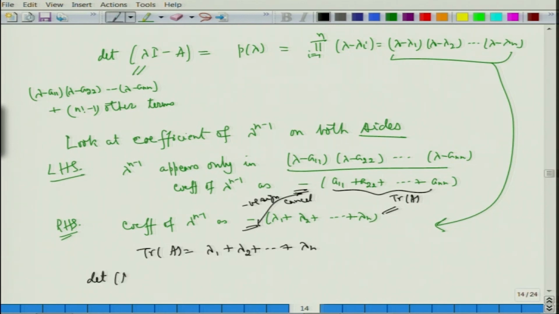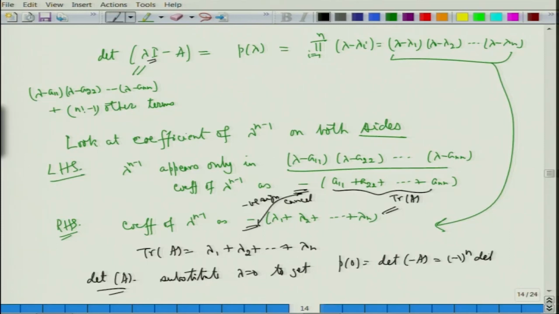What about the determinant? Let us look at the determinant of A. If I want to get the determinant of A, I need to substitute lambda equal to 0 here, all right. So, substitute lambda equal to 0 to get P(0) is equal to the determinant of minus A, which is the same as minus 1 to the power n into the determinant of A. Why minus 1 to the power n? Because this matrix is of size n cross n, all right. So, I am multiplying by a scalar minus 1, so that gets multiplied, fine.